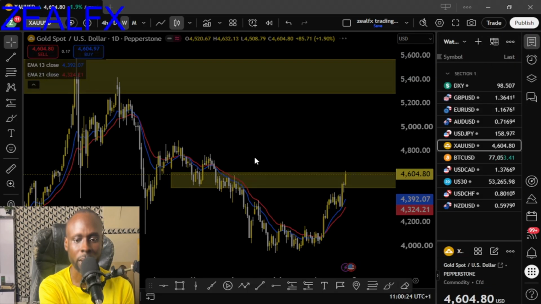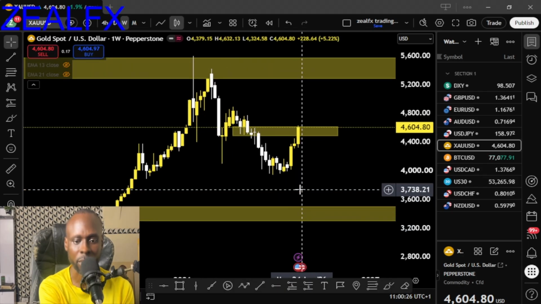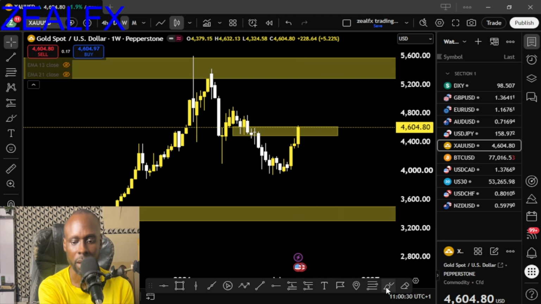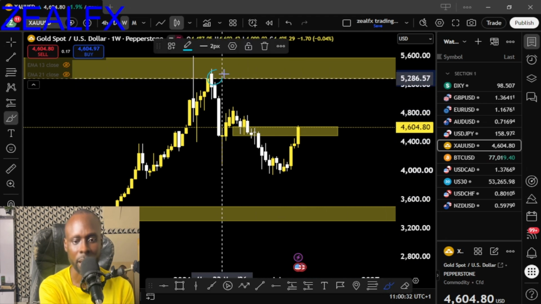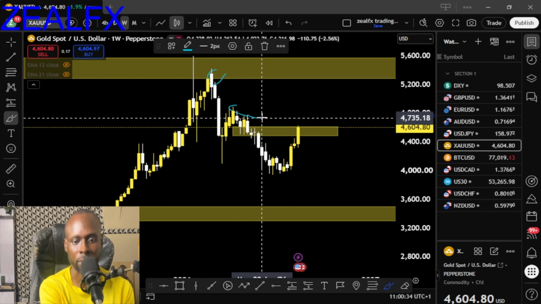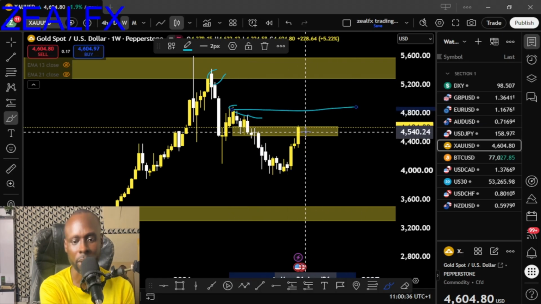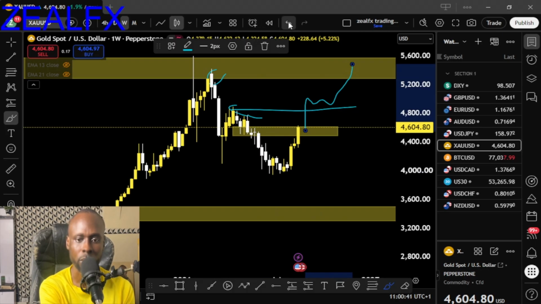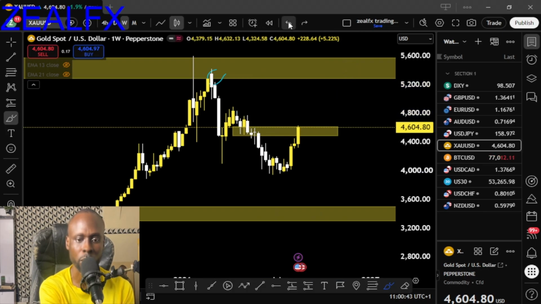So the gold USD on my weekly time frame, we can clearly see that we have some bearish structure on gold USD. We have this higher high, then a lower high and lower high. We need price to take out this level, then we start resuming a strong buy to the top. So this is what we're expecting from gold USD.